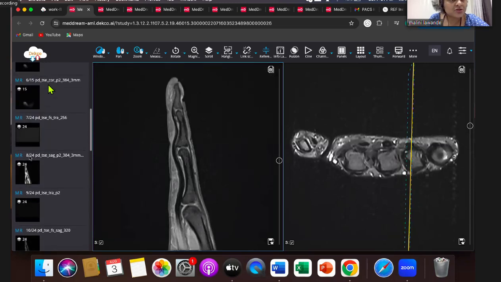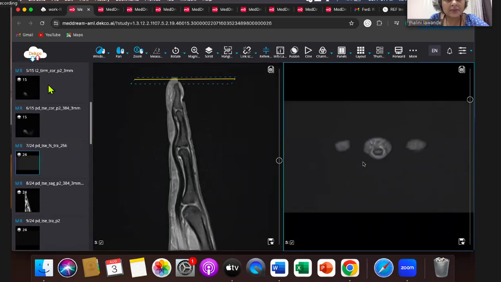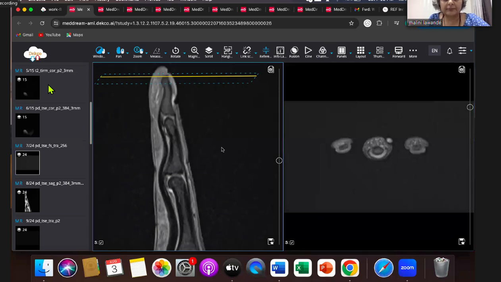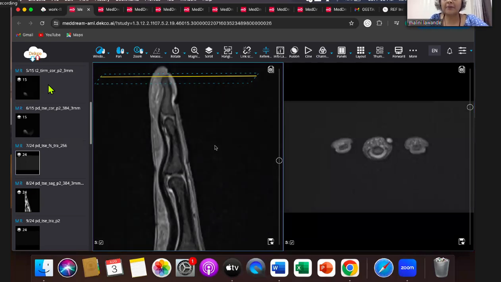Let's just look at this case. Yeah, I just wanted to show you. So, the patient has pain in the tip of the finger. I think the history itself is quite suggestive.